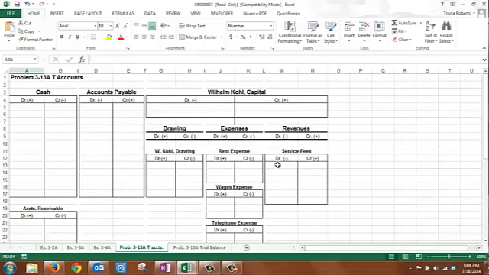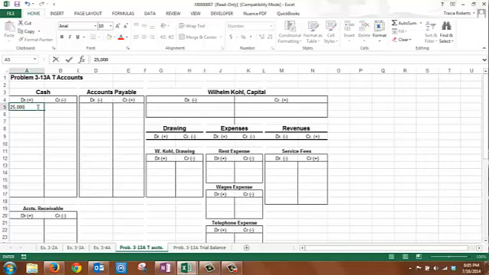So let's go through a couple of transactions and see how to decide what areas they should go into and the amounts in them. So item A, invested cash in the business of $25,000. So we know we invested cash, so our cash account is increasing by $25,000. To increase it, we must do a debit.